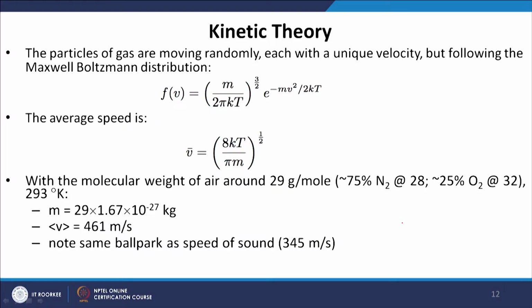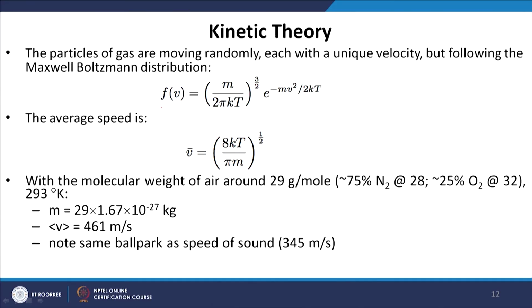Okay, the classical kinetic theory is known to many of us, but if we just revisit it in the context of low pressure, then we can understand the idea behind the mean free path. The particles of gas molecules are moving randomly, each with a unique velocity, but following the Maxwell-Boltzmann distribution. And what is the Maxwell-Boltzmann distribution? We know that there are three different distributions. One is the classical distribution, the Maxwell-Boltzmann distribution, and the other two are quantum distributions: one is Fermi-Dirac statistics, and the other is the Bose-Einstein distribution.